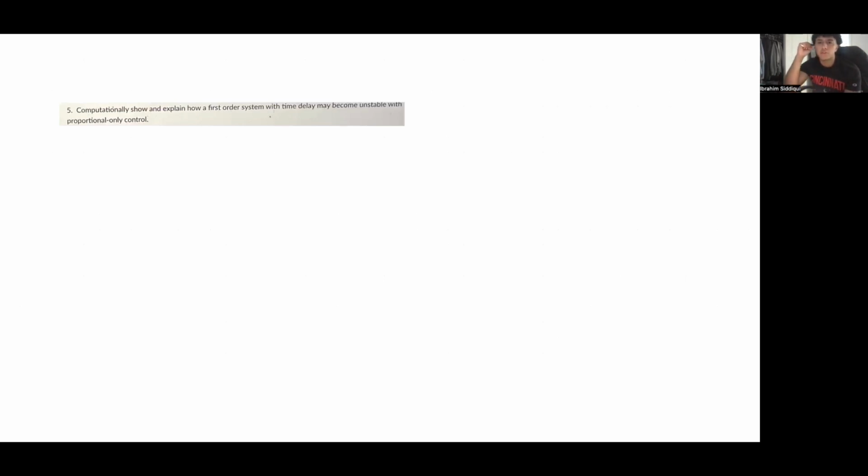All right, so finishing off part A of homework 5, we're going to show and explain how a first order system with time delay may become unstable with proportional only control. So looking at this, I'm going to draw an XY diagram, and let's say we have an exponential function that decays but then increases right here. So let's just keep it at that.